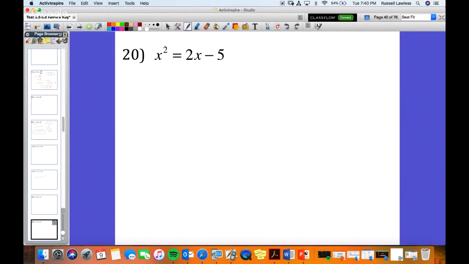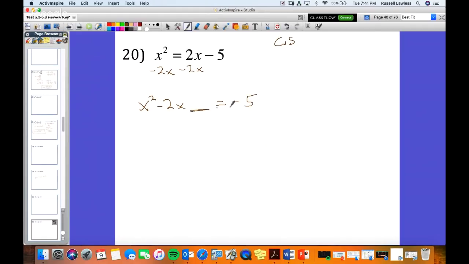is the first off, you need to get, excuse me. For completing the square, you want to get all x's on one side. So how can I get all x's on one side? Subtract 2x on both sides. So that'll give me x squared minus 2x is equal to negative 5.